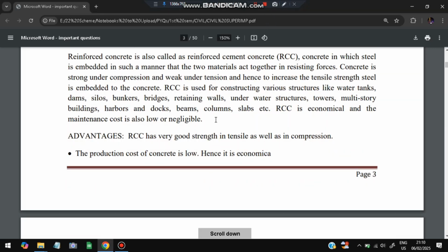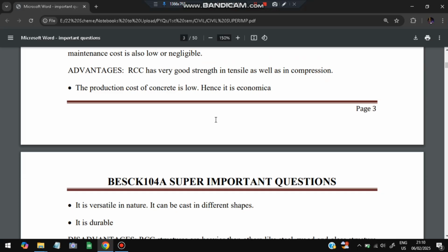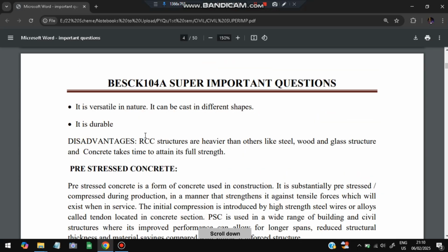Okay, the advantages are that it has higher strength, production of concrete is low, it is versatile in nature, and durable. The disadvantage is that it is heavier than others like steel, wood and glass. Also, concrete takes time to attain its full strength. That is one of the disadvantages.